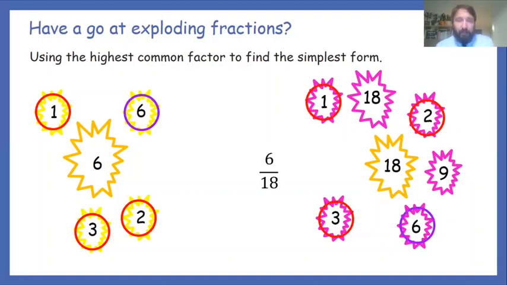Okay, now remember the process from last time. We used the highest common factor to then divide the numerator and the denominator by to give us the simplest form of the fraction. Here we go, nice animation. 6 divided by 6 will obviously give us 1, and 18 divided by 6 will give us 3, so 1/3. Okay, so hope you managed to have a good go at that.